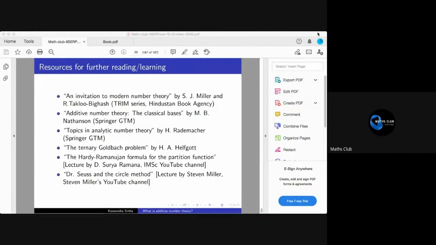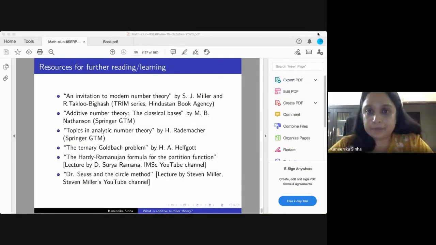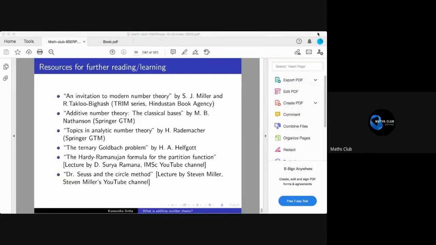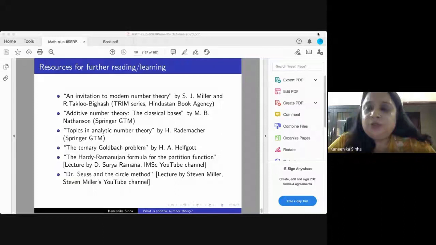Right. And to add on to Yash's question, all the methods that you talked about were analytic in nature. So is additive number theory innately analytic, or are there other approaches to proving results in additive number theory? No, there are many different approaches. I only explained certain kinds of problems and a technique which is quite big, very useful in approaching that.